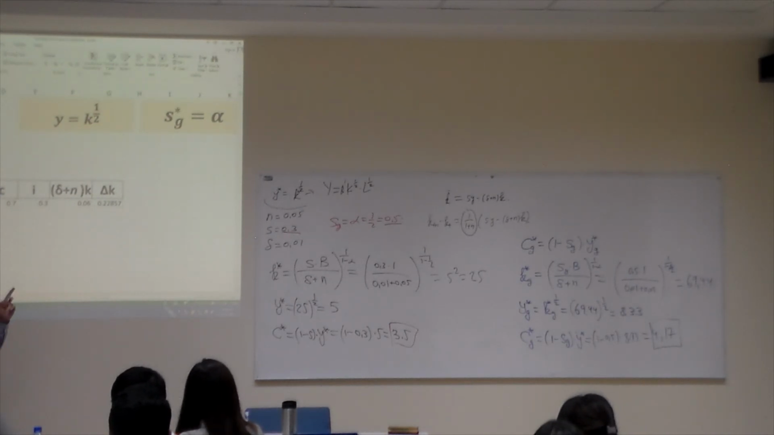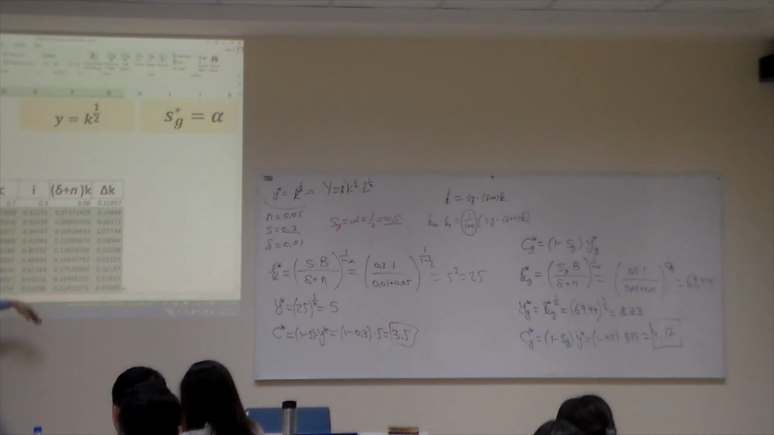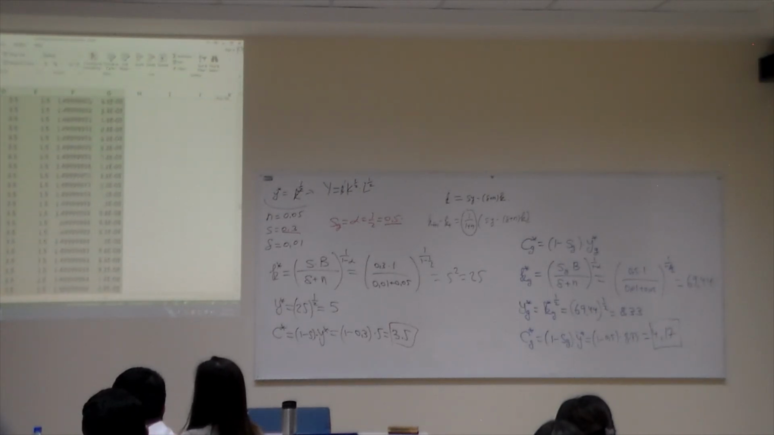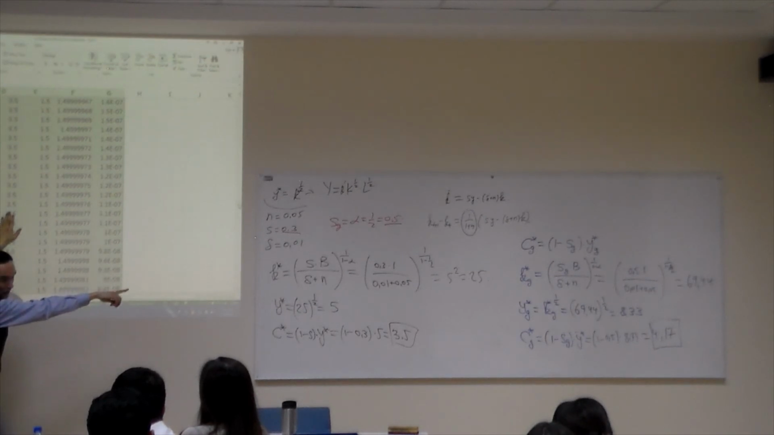Now, for the next year, capital is equal to last year's capital plus the change, yes? You find it for these years and apply it for all years. Now I found data for all years. If you check, you will find the country reached the steady state level, where capital is 25, output is 5, consumption is 3.5, as we derived first, right?